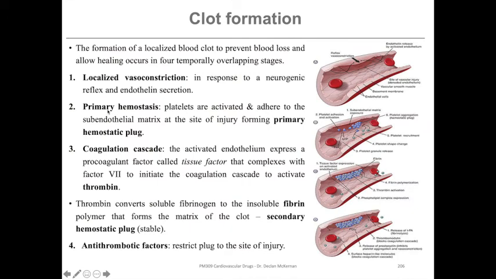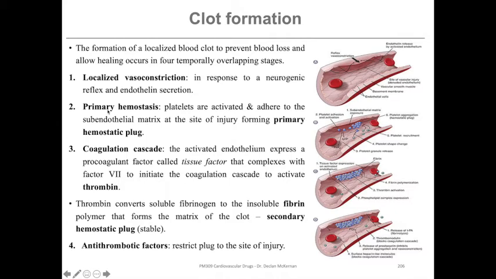The formation of a localized blood clot to prevent blood loss and allow healing occurs in four temporally overlapping stages shown in the diagram on the right. First of all, there is localized vasoconstriction to limit the amount of blood loss. This is in response to a neurogenic reflex or local endothelin secretion, which we encountered in previous lectures. Primary hemostasis is where platelets are activated and then adhere to the subendothelial matrix at the site of injury, forming a primary hemostatic plug.